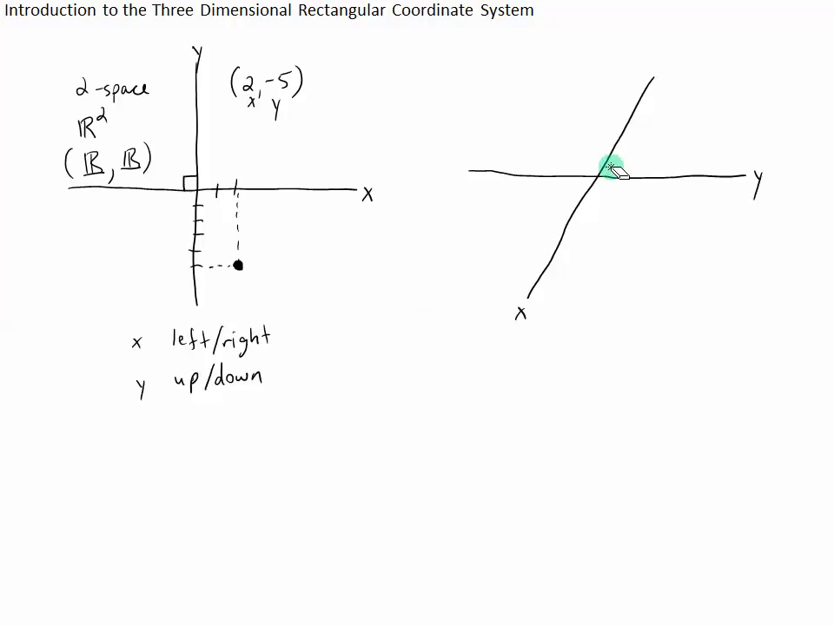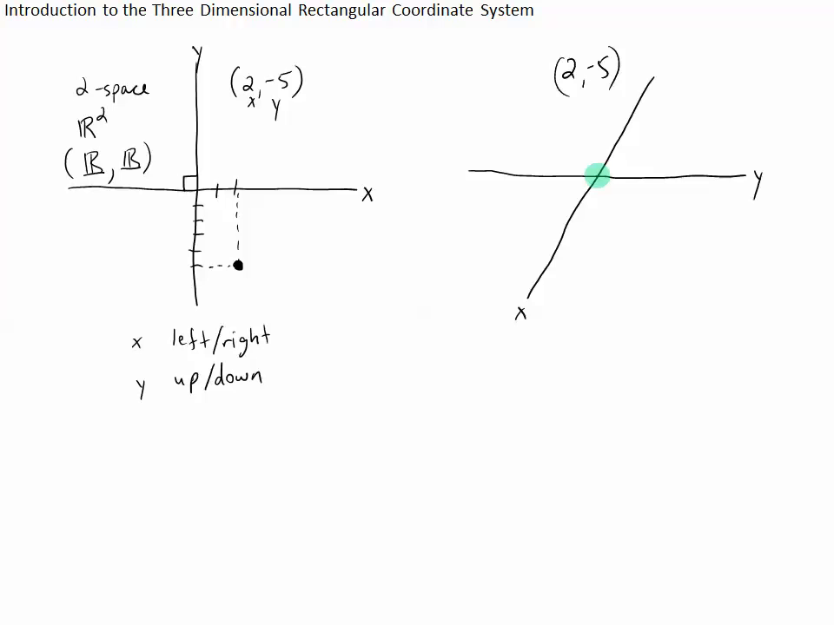Let me erase this now. So I'm simply taking this. Now this is my positive x direction and this is my positive y direction. Still two-dimensional, still right angle, the exact same coordinate system. Okay, so where would 2, negative 5 be in this coordinate system when we change the perspective of it?